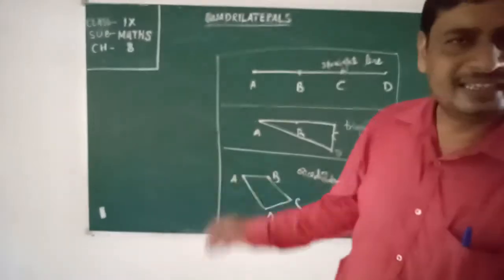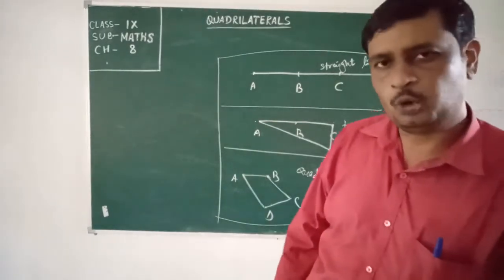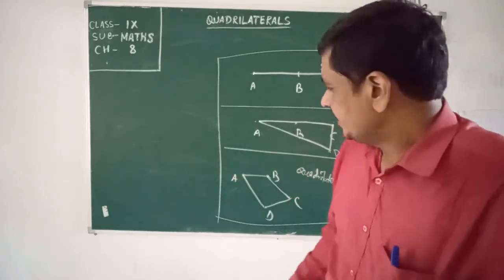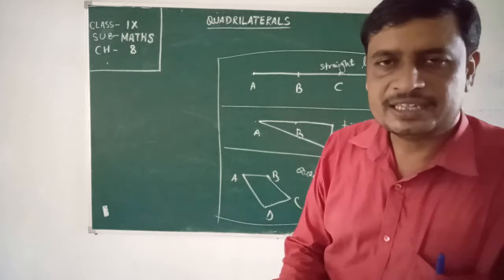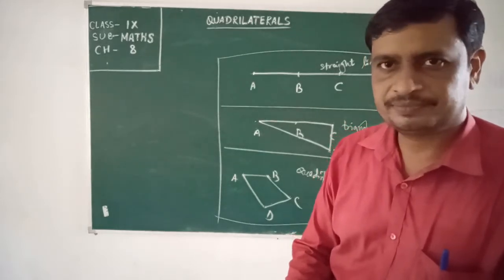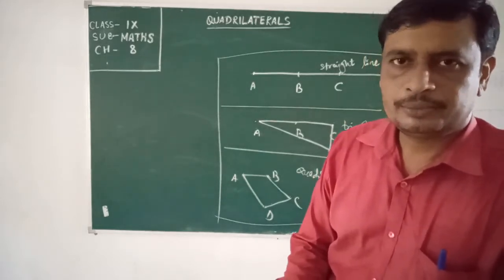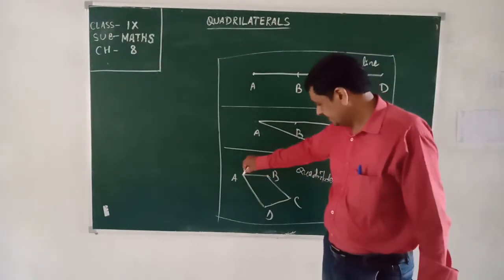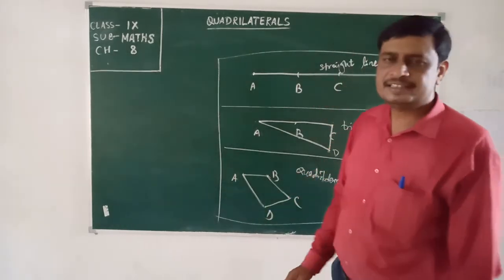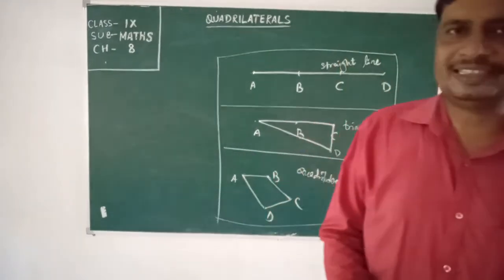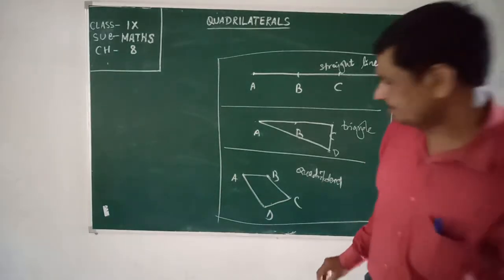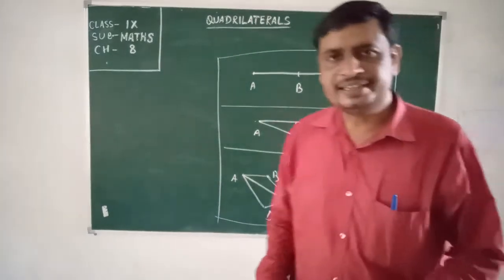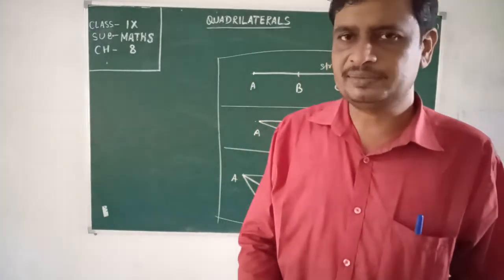Similarly, in triangle 3 vertices are there, in quadrilateral 4 vertices are there, in pentagon 5 vertices are there. If we join any two vertices which are not adjacent, then we get a diagonal, like vertex A and vertex C. These are non-adjacent vertices. If we join them, then we will get a diagonal of the quadrilateral.